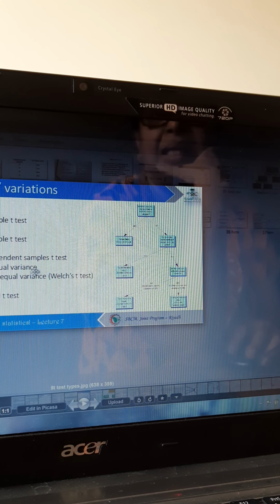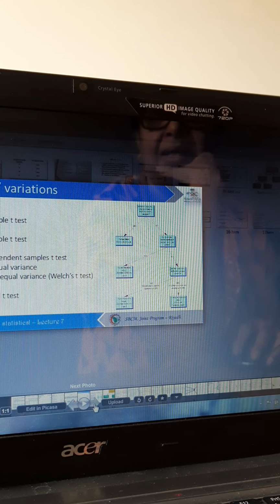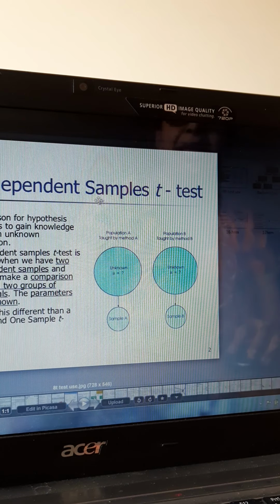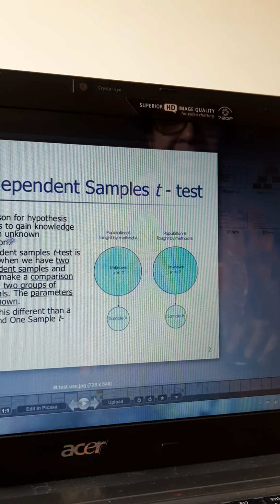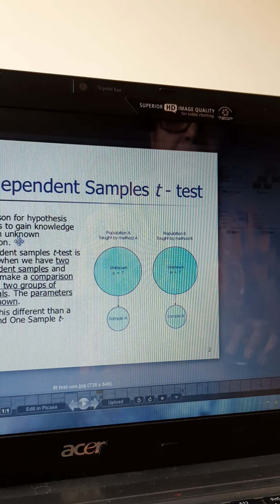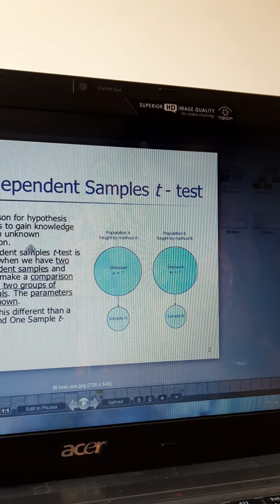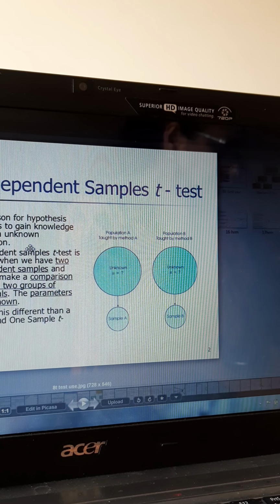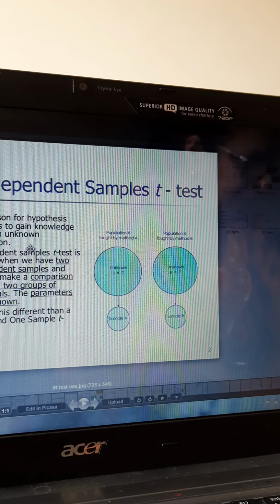Independent sample t-test and paired sample. You'll see what they are. So this is your independent sample t-test. The reason for hypothesis testing is to gain knowledge about the unknown population. Here the overall class is the population. The other examples I will give you will help you understand it better.